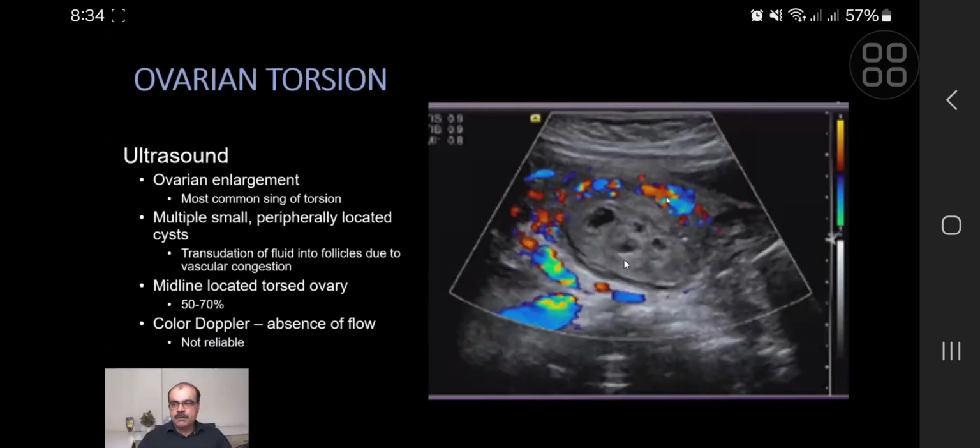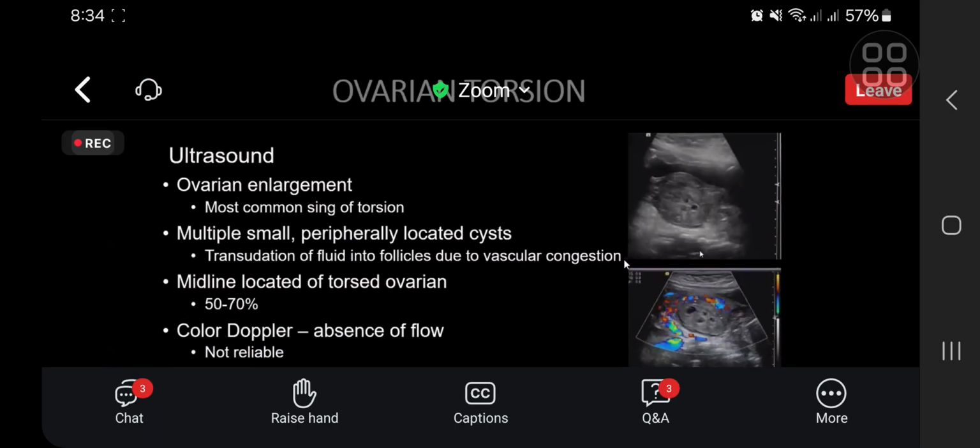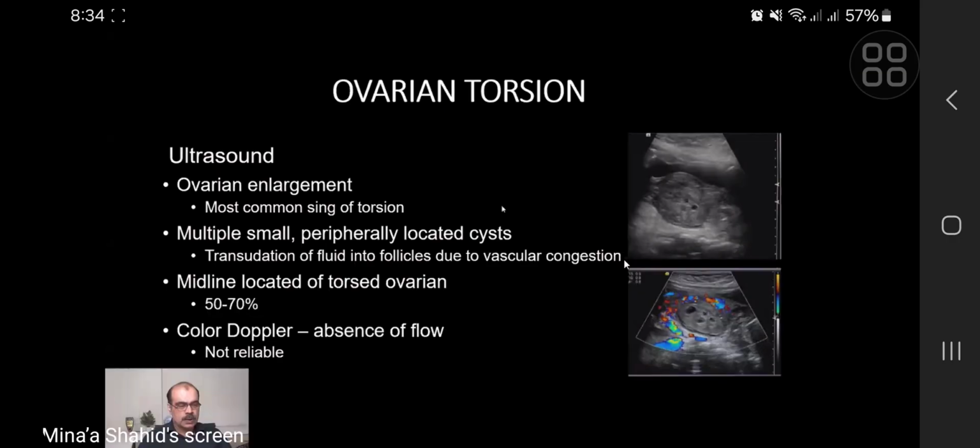Again, the important things are that it's going to be in the midline, along the posterior aspect of the uterus, and the vascularity or color Doppler is not a reliable way to judge for ovarian torsion. Rather, history and the grayscale imaging findings are more reliable in this case.